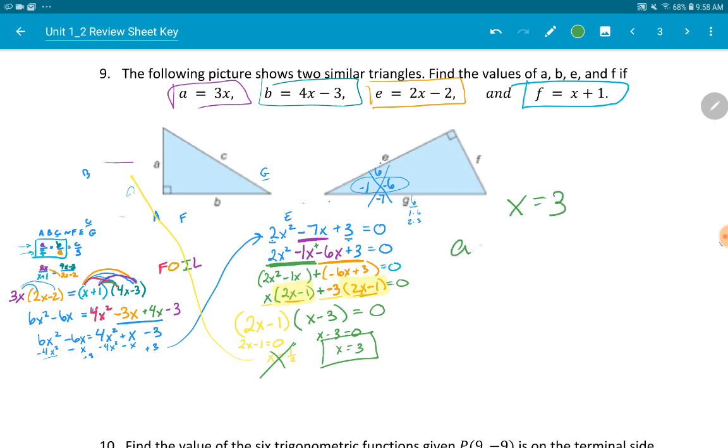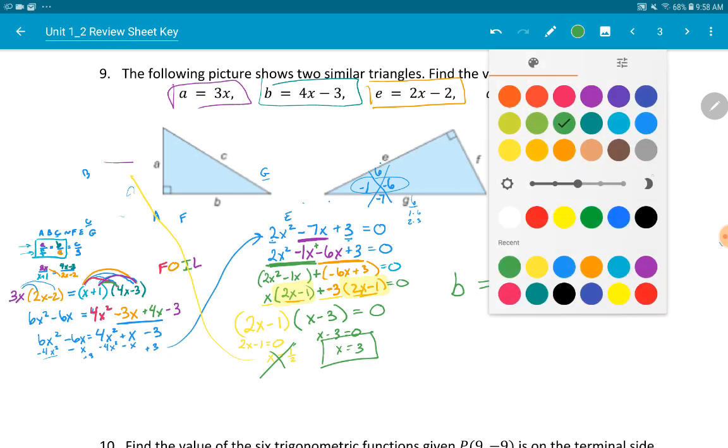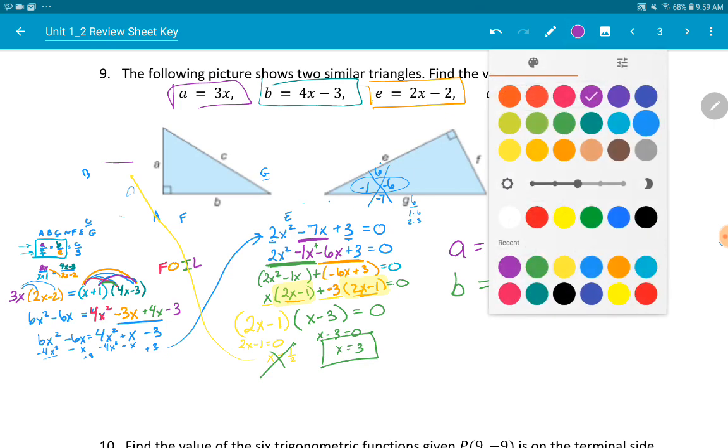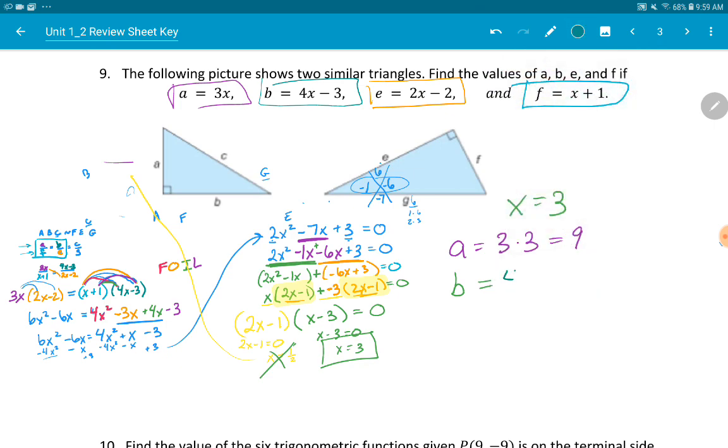So that means a equals 3 times 3, which equals 9. B equals, oh, I should stick with my colors. So a equals 3 times 3, which equals 9. B equals 4x minus 3, so 4 times 3 minus 3, which gives me 12 minus 3, which is 9.